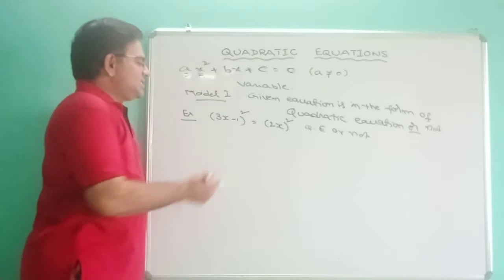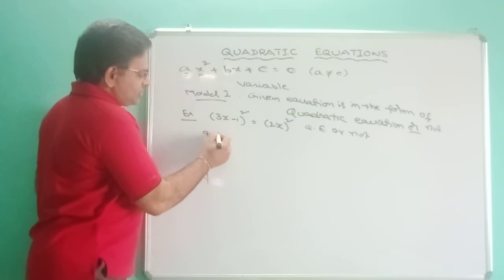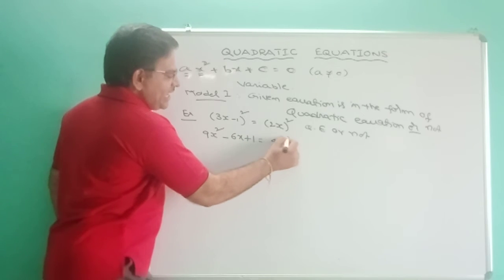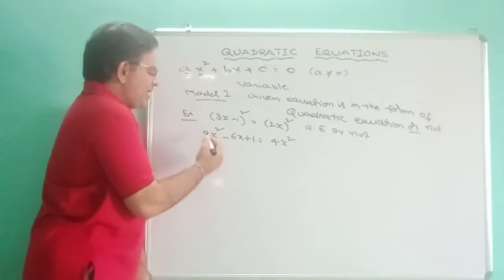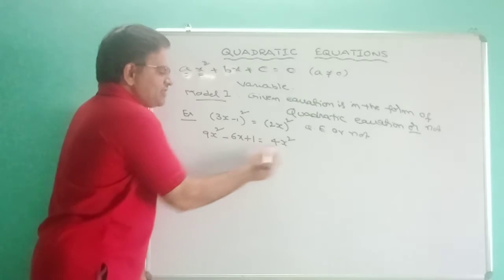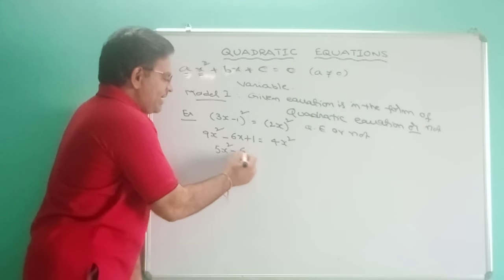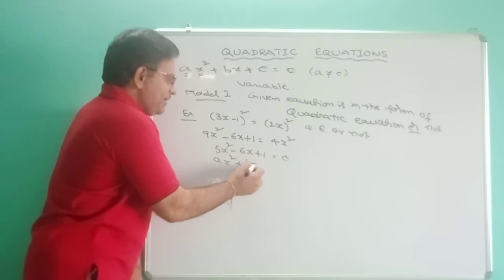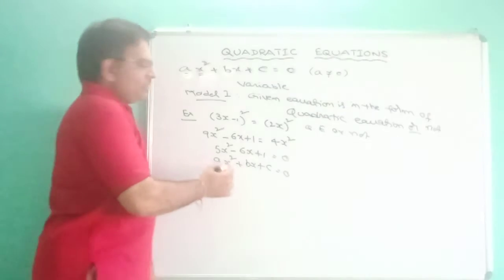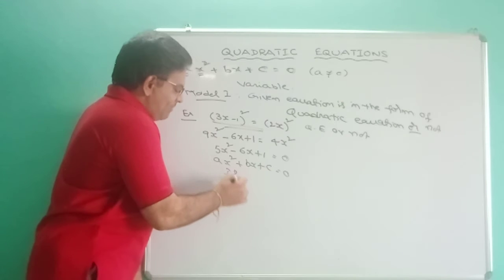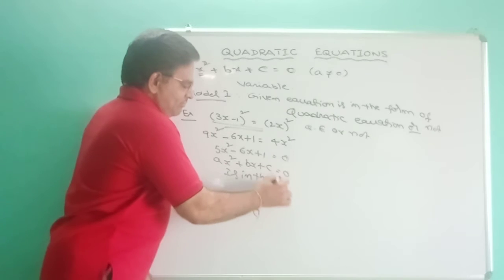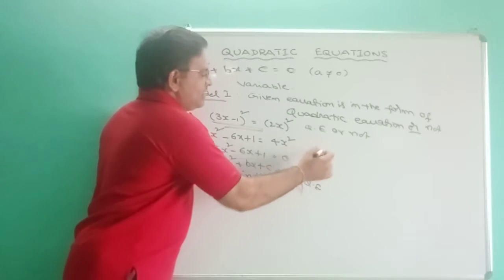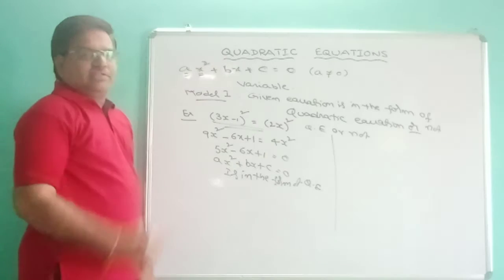How to check there? Expand this one: 9x square minus 6x plus 1 equal to 4x square. That 4x square also comes to this side. 9x square minus 4x square, 5x square minus 6x plus 1 equal to 0. So it is in the form of ax square plus bx plus c equal to 0. So the given equation is in the form of a quadratic equation.